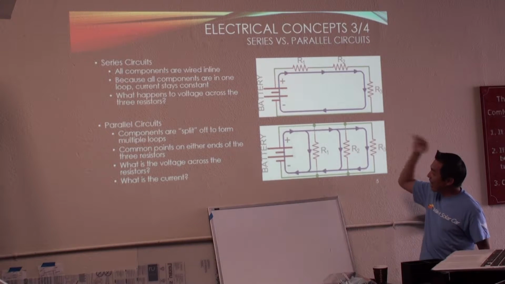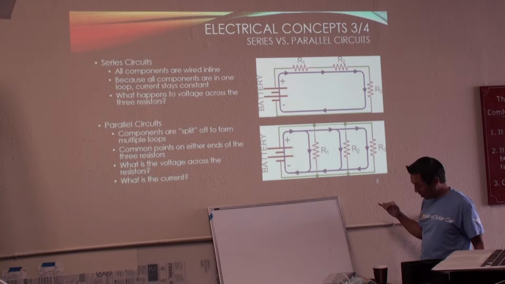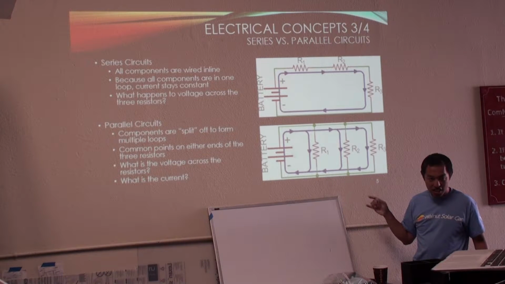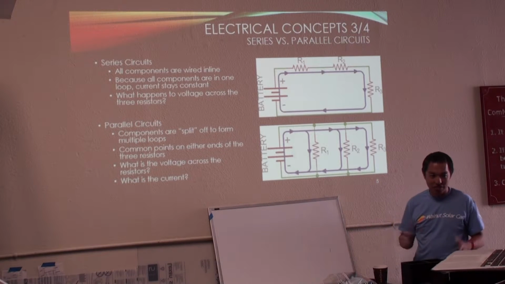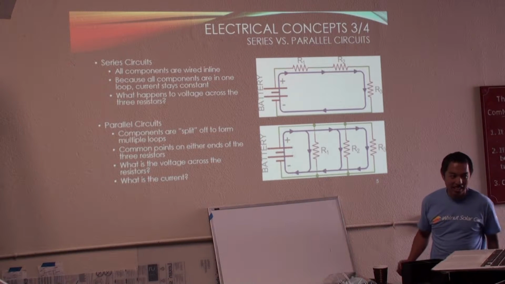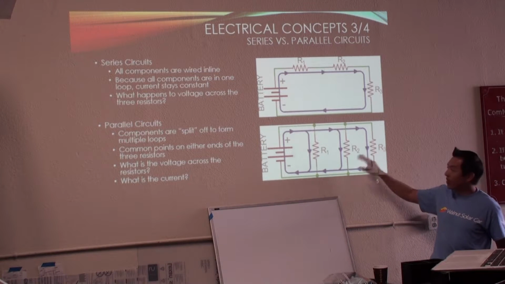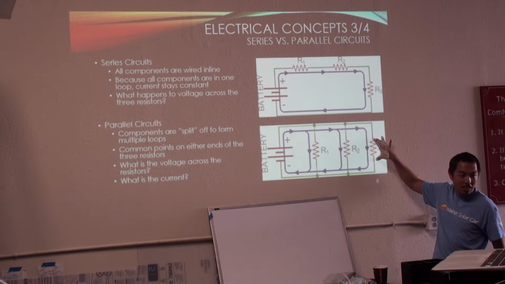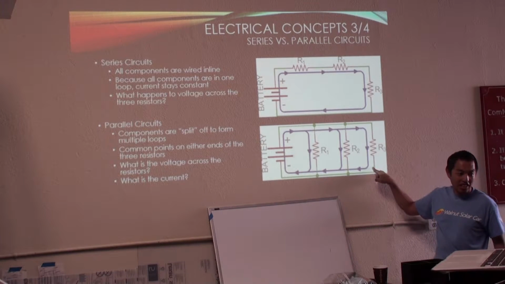Well, oh, sorry, the resistance adds up, so that doesn't work. Let's see. If these are 10 ohms each. If it's parallel, you don't add up resistance. You have to divide across. So the current will be the same. If the resistance is the same here, the current to each of these is going to be the same.